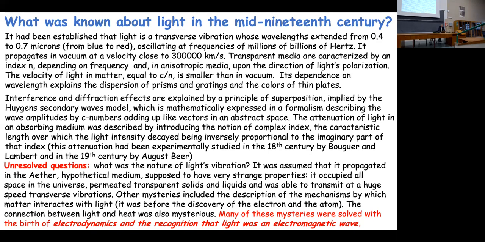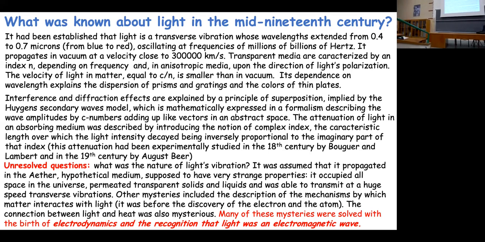Other mysteries included the description of the mechanism by which matter interacts with light. And of course, this was before the discovery of the electron and the atom. And the connection between light and heat was also mysterious. It was well known that if light comes on a surface, it heats the surface, but why was not clear. Many of these mysteries were solved with the birth of electrodynamics and the recognition that light was an electromagnetic wave. And this would be the second part of this lecture.